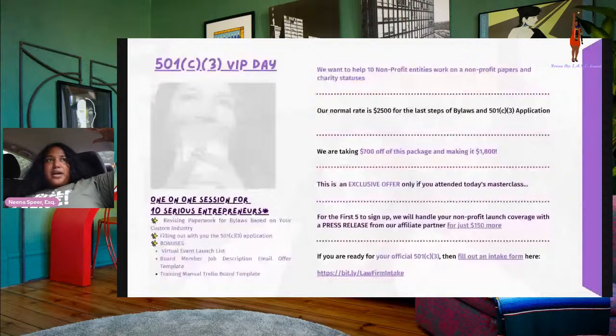A lot of you have bylaws that you got off the internet, and that's not going to help your nonprofit succeed. But we can revise them and make them better. Filling out those 501c3 applications with you. We're going to have a virtual event launch checklist. We're even going to have board member job descriptions, email offer templates, and we're also going to talk about a training manual Trello board template so that you can make onboarding easy. We use Trello for our team.